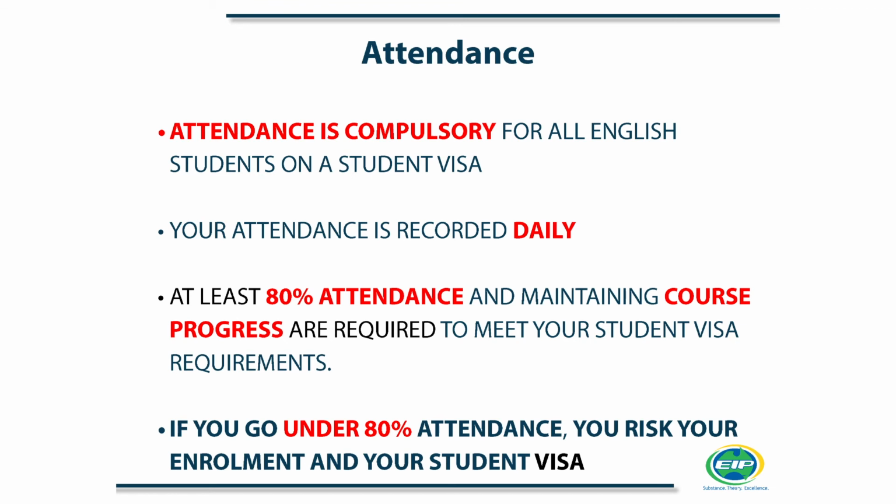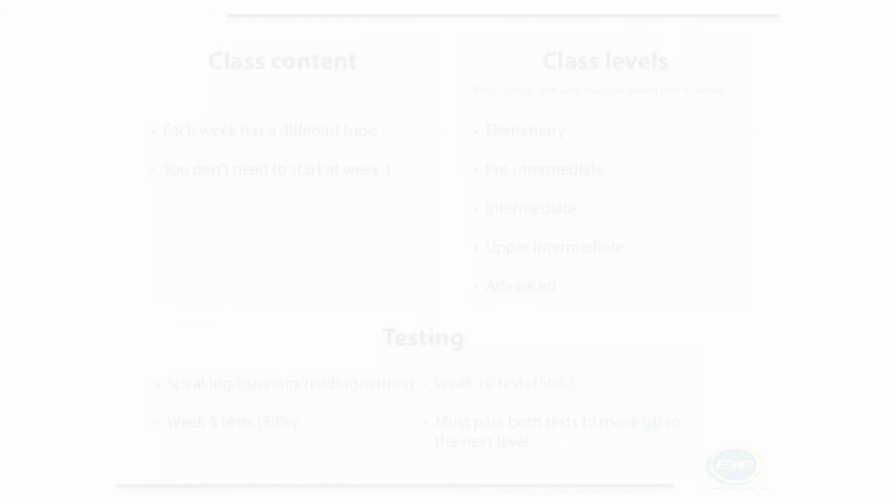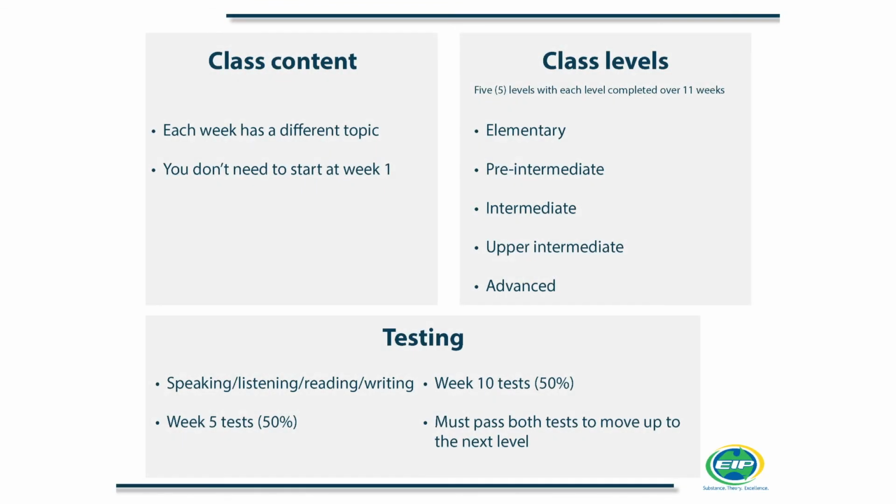Very important to remember that if you do go under that 80% attendance requirement, you are putting your enrolment and your student visa at risk. When it comes to your classes, the content itself changes every week and there's a brand new topic from week to week. And the good news is it doesn't matter which week you start in, whether it's week 1 or week 6, it's very easy to join the class and get involved with whatever the content may be.